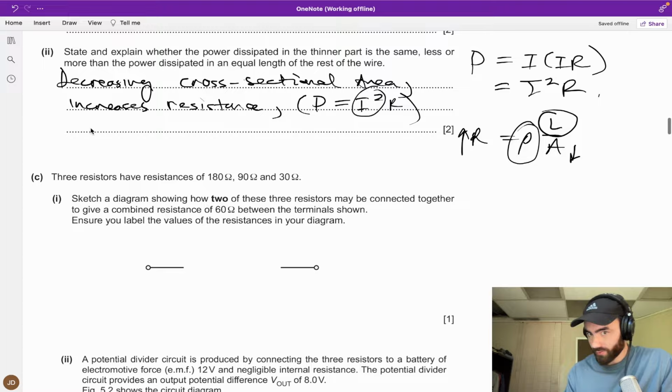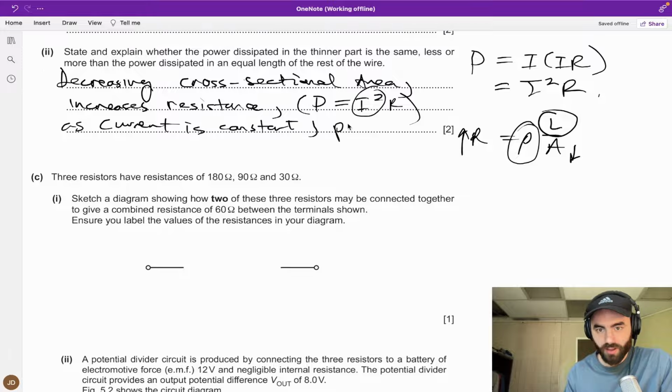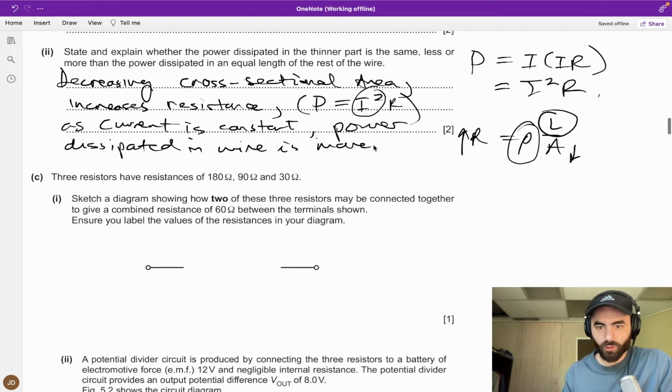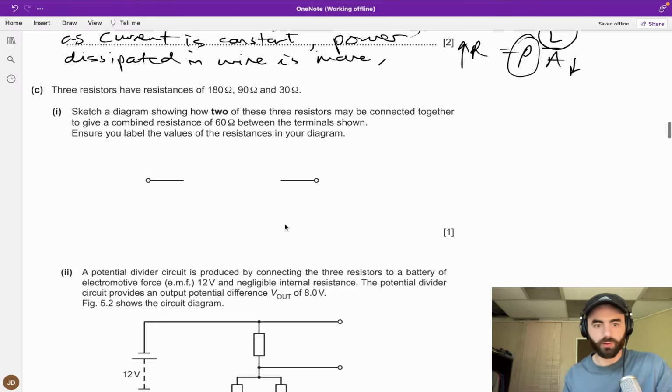So therefore, as current is constant, that means power dissipated in the wire is increased. What did they say? More. It's more. More than the thicker part. Oh, that's it. That's all she wrote, folks.